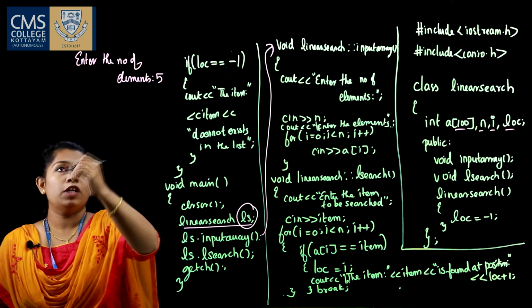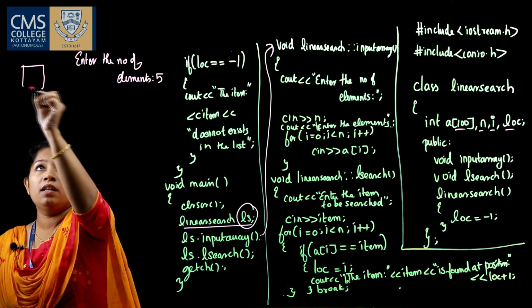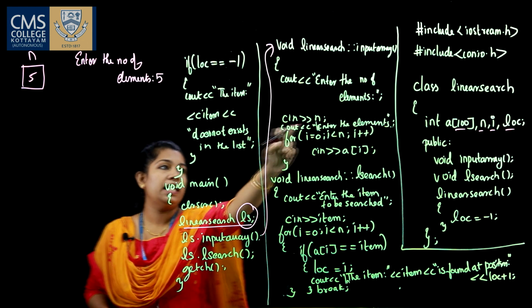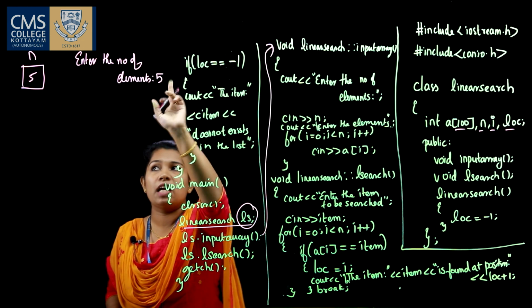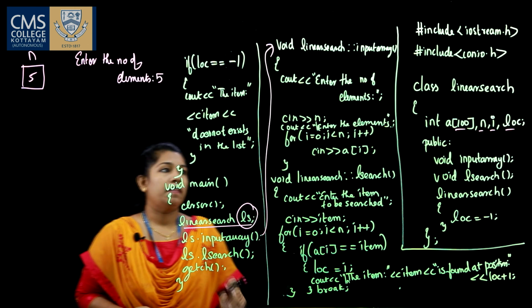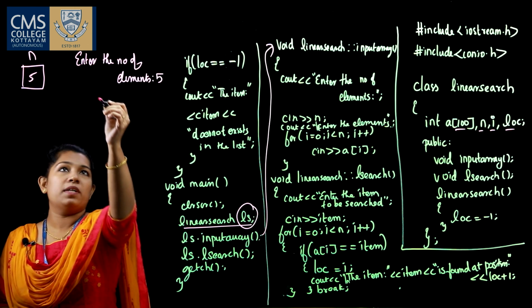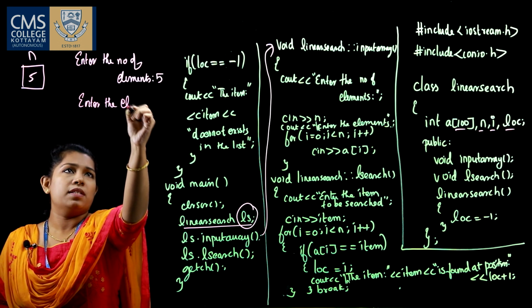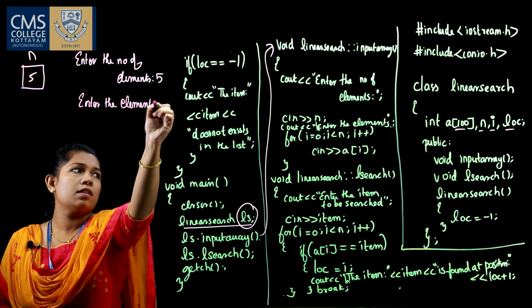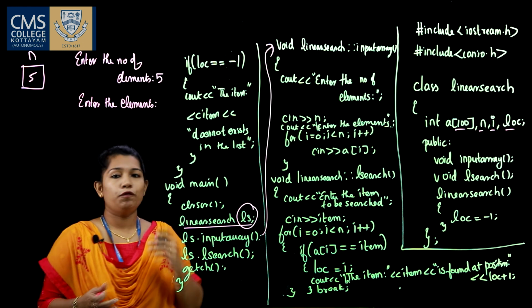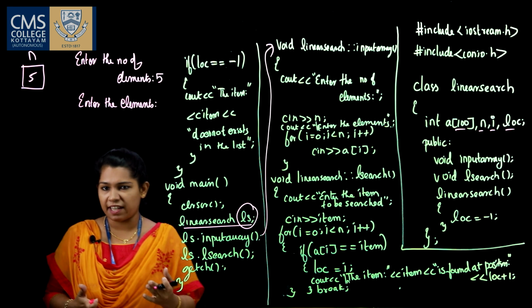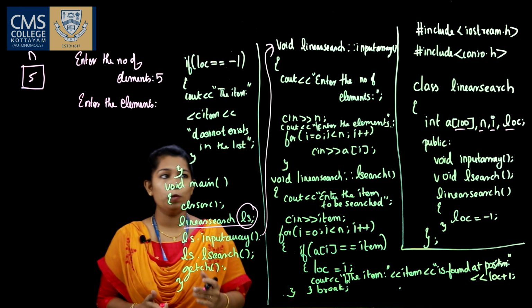So, this 5 will be stored in the variable n. Okay, cin in n. Whatever number I am entering will be stored in the variable n. Then the next cout statement is enter the elements. Now, using a for loop I have to get 5 elements. So, I need not write 5 cin statements. Instead, I am setting a for loop.